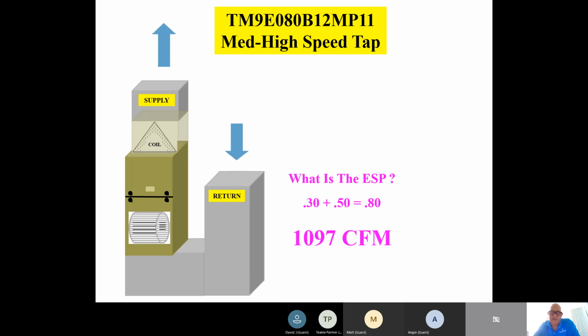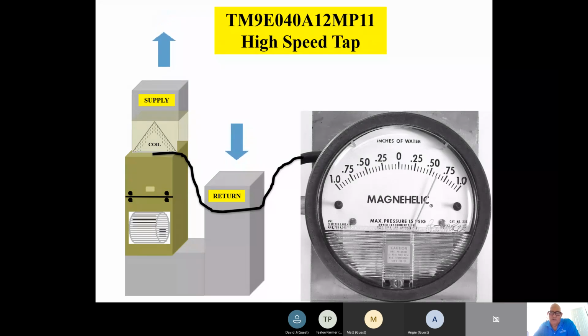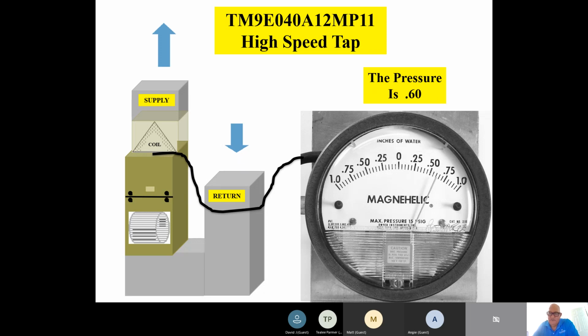So the second example is a TM9E40 A12, which is also a 3-ton drive. 12 means up to 1200 CFM. We're on the high-speed tap on this TM9E40. It looks like we've got quite a bit of static on that supply side. It looks like we've got a 0.6 on the supply, so either write that down or remember it.